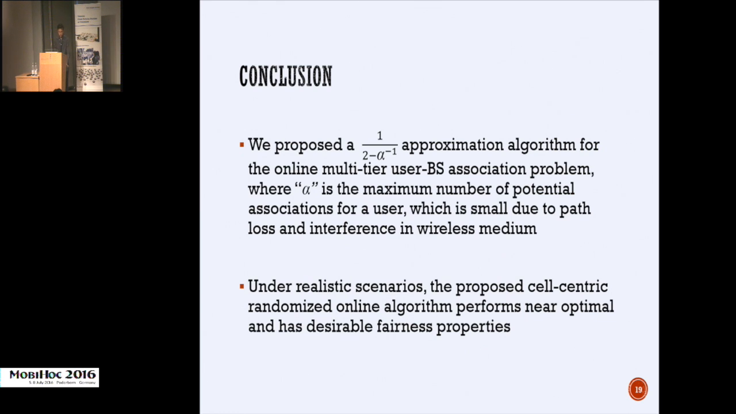So here is the conclusion. In this work, we propose a 1/2 minus alpha to the minus 1 approximation algorithm for the online multi-tier user-base station association problem, which is the tightest bound to date. Alpha is the maximum number of potential associations for a user, and it is small due to path loss and interference in the wireless medium.